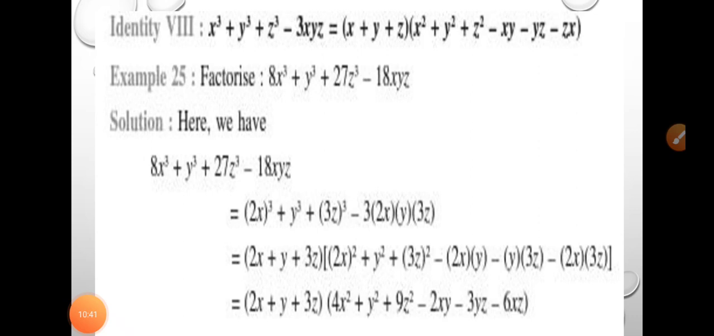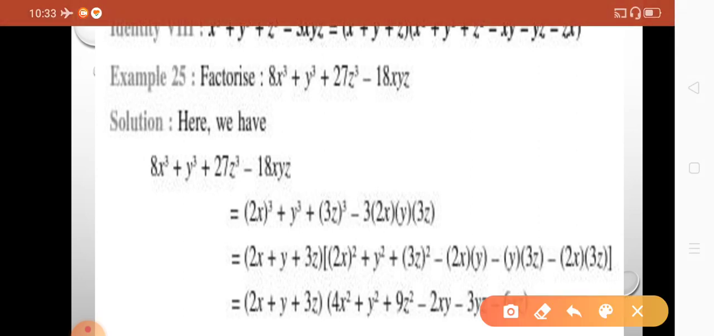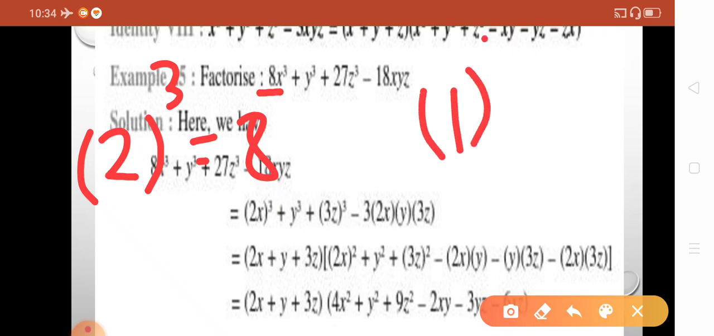So we will use this identity to solve the given example. Factorize 8x cube plus y cube plus 27z cube minus 18xyz. From here, we have the formula x cube plus y cube plus z cube minus 3xyz. So what you have to do? You have to find out whose cube is 8. 2 cube is equal to 8, 1 cube is equal to 1, and 3 cube is equal to 27.